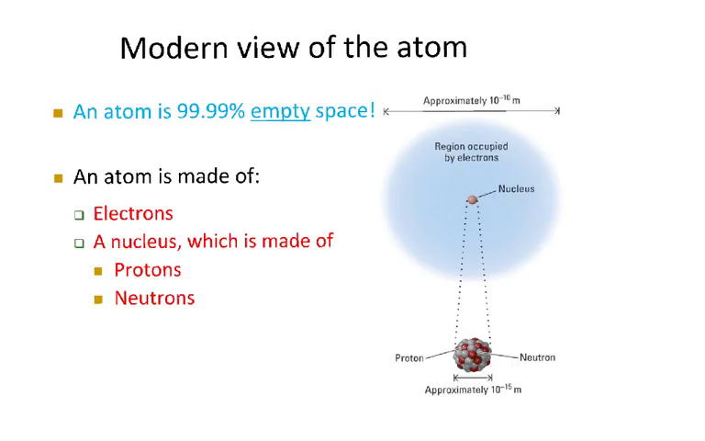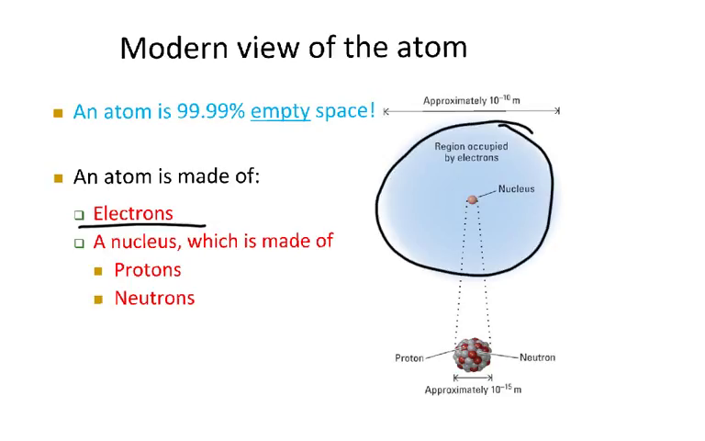So now we have our modern view of the atom, where we have three subatomic particles. Electrons, those have a negative charge. Electrons are in a region around the nucleus that's primarily empty space. A nucleus that has both protons and neutrons is in sort of the center of the atom.